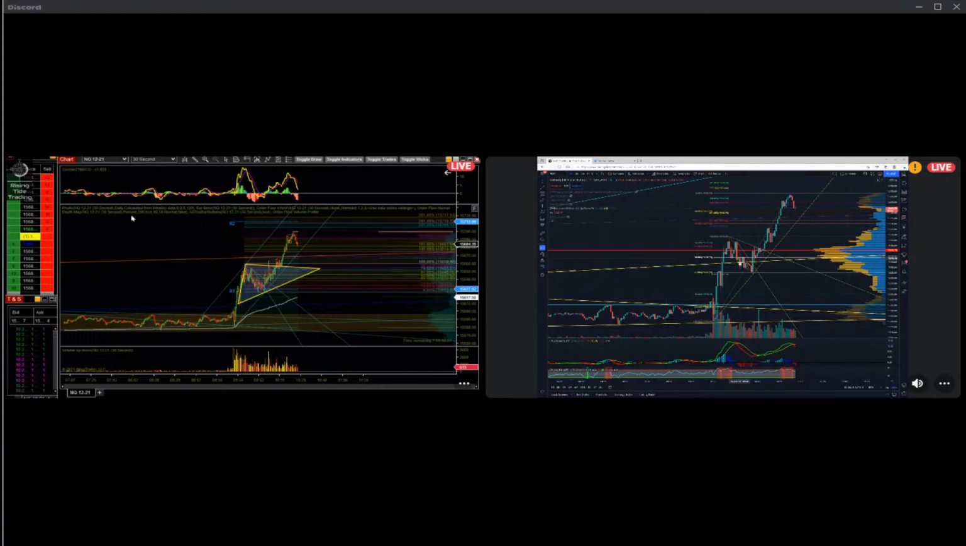I would throw fibs from the high to low or low to high. Keep an eye on the retracement down. I missed what you said, do you want to repeat that? I would just put fibs from the low to high, so you know where the retracements are. I did that already. Cool, thanks. Yeah, no worries.